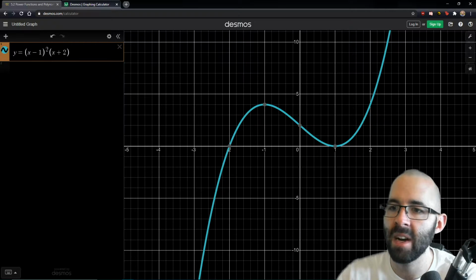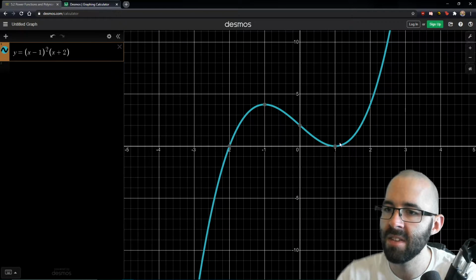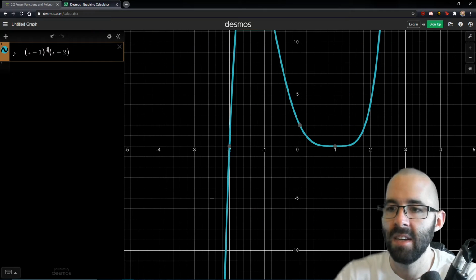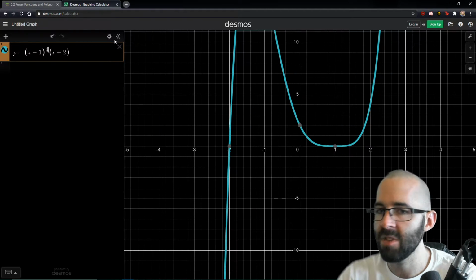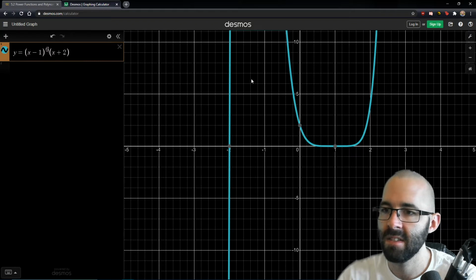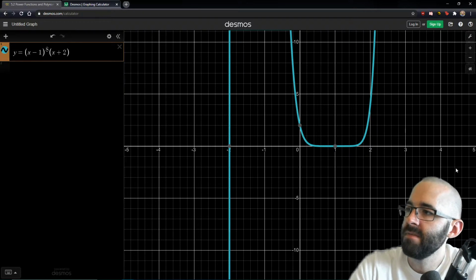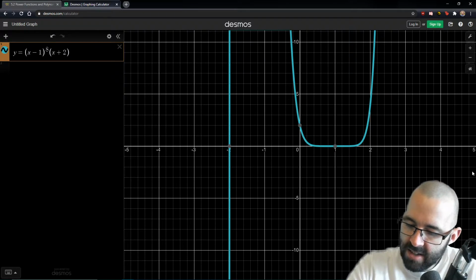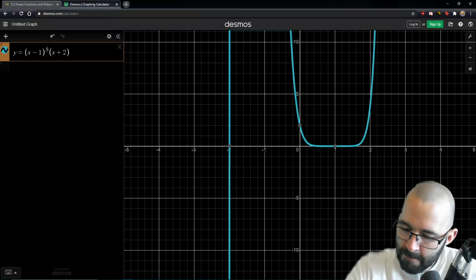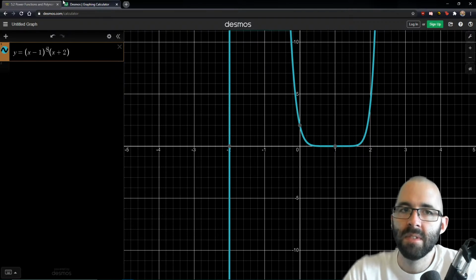Same with even ones, right? Multiplicity 2 bounces off like a parabola. Make that a bigger number, the same idea, same shape, just flatter. 6, even flatter. 8, even flatter. But it's still bouncing off. Anyway, that's the idea for multiplicities. We're going to do a couple of examples and then move on.